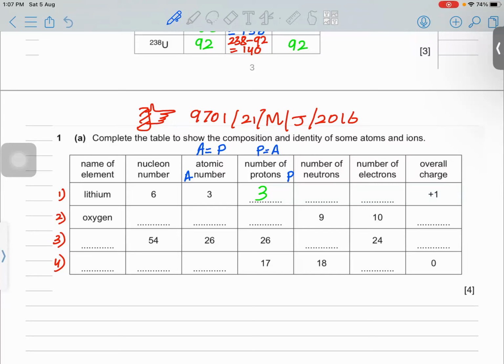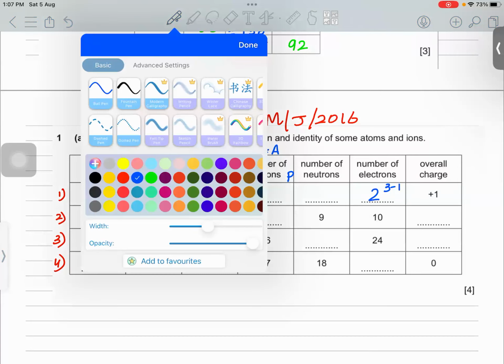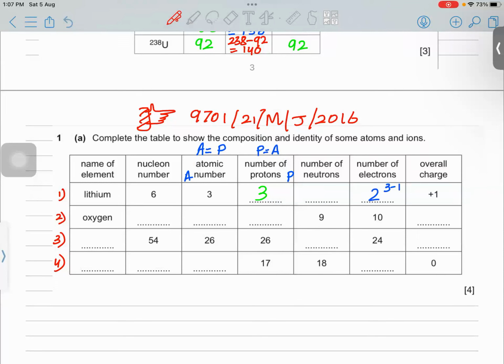So whenever you have a positive charge, subtract the positive charge to find the number of electrons. If you have a negative charge, add the charge to the number of protons. Are you getting my point? Yes, I am. So electrons are 2. Why 2? Because you have +1 charge. So 3 minus 1 is 2. Now neutron. Yes, neutron.